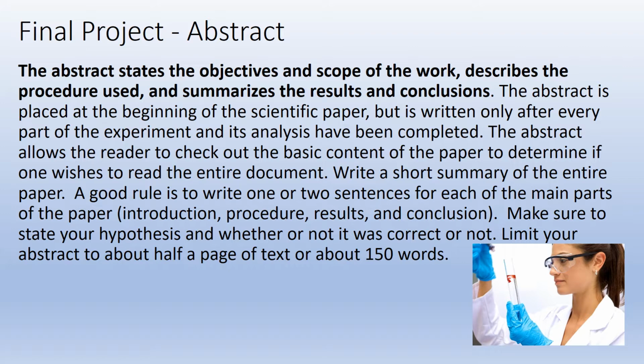A good rule is to write 1 or 2 sentences for each of the main parts of the paper: the introduction, procedure, results, and conclusion. Make sure to state your hypothesis and whether or not it was correct. Limit your abstract to about half a page of text or about 150 words. Once you've finished writing your report, you should have fellow scientists review your work and submit it for publication for further sharing.